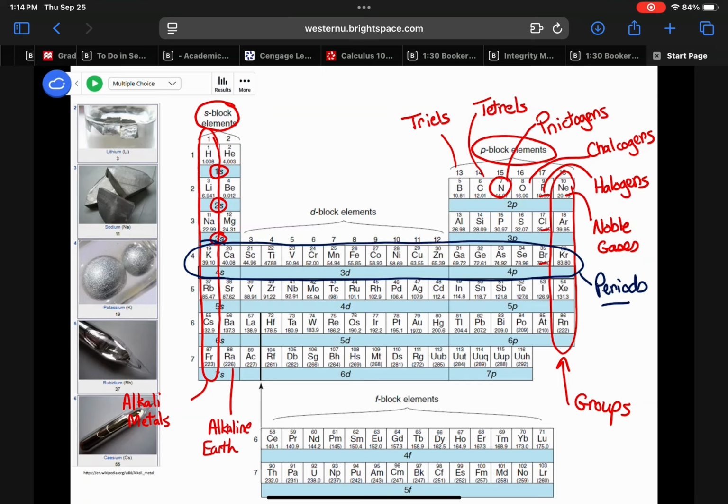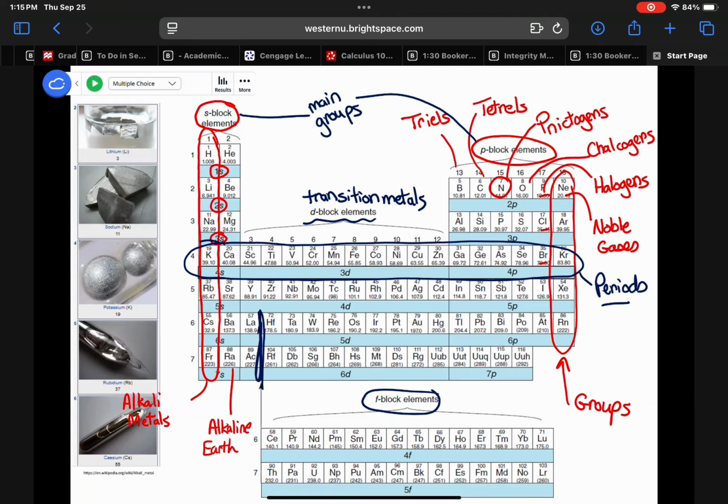Okay, so we have our S block, our P block. The S and the P make up the main group elements. So we're going to talk about some patterns in topic 2.2. Main group means we're talking about the S and the P, which means we're not talking about the transition metals or the D blocks. But these are really important. We will talk about these in part of the conversation. And then we have our F block that tucks in right about here. And these are our inner transition metals.